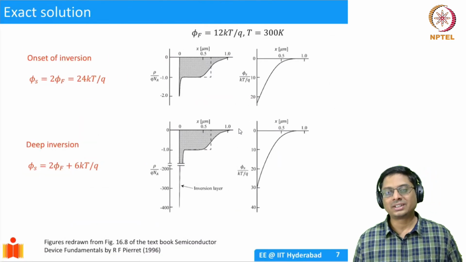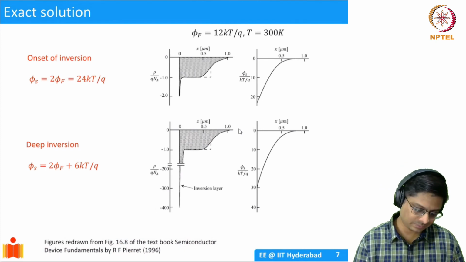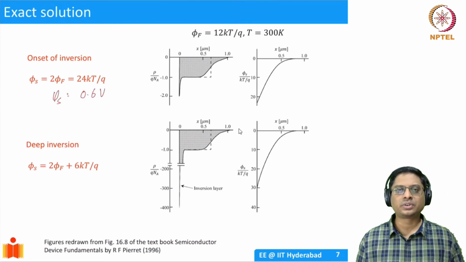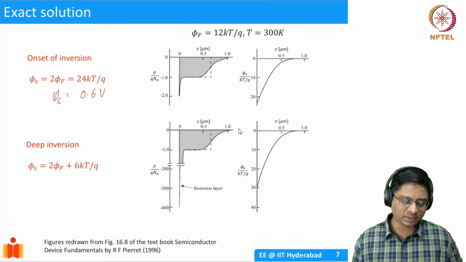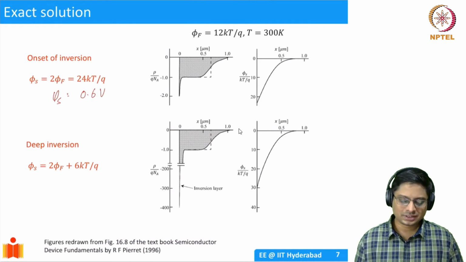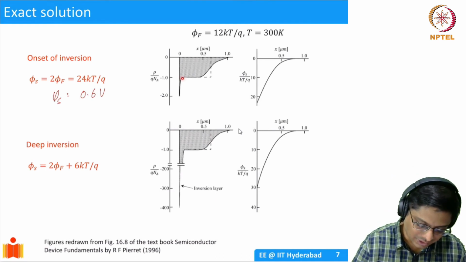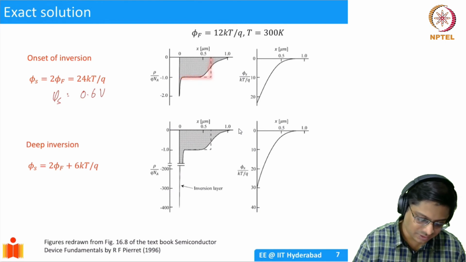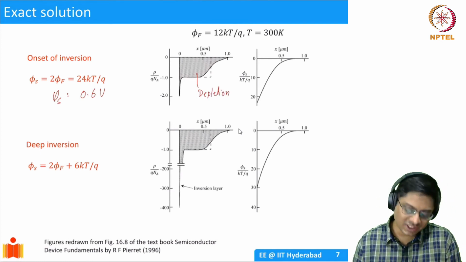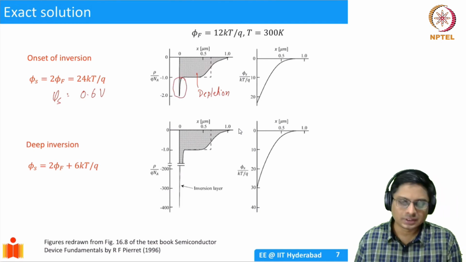What happens in inversion? Right at the point where surface potential is equal to 2 phi f. In this point, your phi s is equal to 0.6 volts. 2 phi f, phi f was 300 millivolts. So this is 0.6 volts. When you have that, you look at this. You have the depletion region, right? This is your original depletion region. And there is a very sharp spike here.